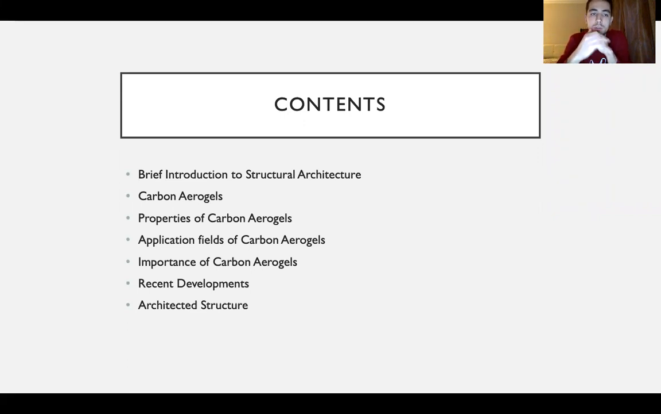First of all, let me explain what I'm going to cover throughout this presentation. I will make a brief introduction to structural architecture. I will talk about carbon aerogels. I will proceed to properties, application fields, and importance of carbon aerogels. And finally, I will end my talk with recent developments and architecture structures of carbon aerogels.